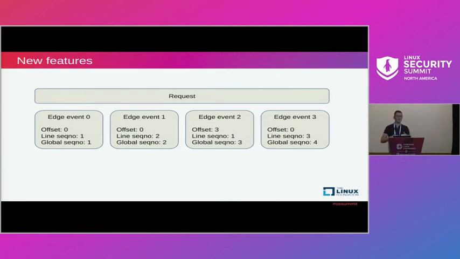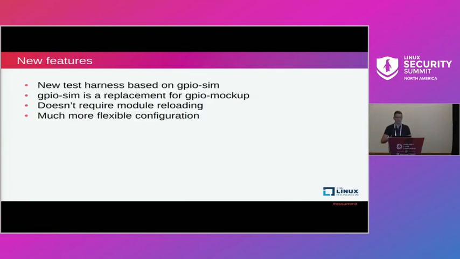So this allows you, if you are reading lots of events, and it may so happen that they get reported in the wrong order to user space, you can always get them back in order. For instance, if you want to implement some kind of bit banging or something else that requires you to use proper ordering.